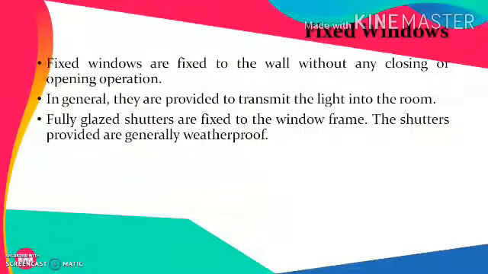Let's try to understand these types in brief. We'll start our discussion with fixed windows. Fixed windows are fixed to the wall without any closing or opening operation. In this window, the shutters are non-movable or fixed. In general, they are provided to transmit light into the room. Fully glazed shutters are fixed to the window frame. The shutters are generally weatherproof.